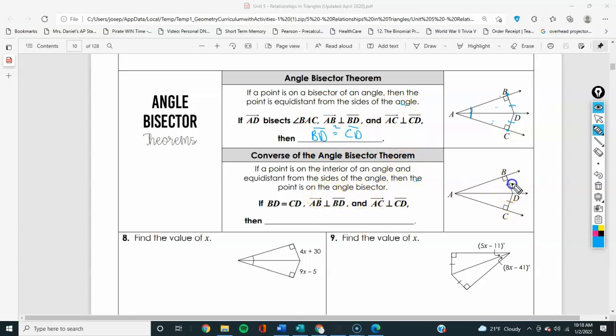Now the converse is also true, which says if these things are congruent, then this is an angle bisector. Okay, so the opposite is also true. If these two pieces are congruent, then AD bisects angle BAC. Okay, again, you don't have to memorize that, but let's be able to use it. That's more important.